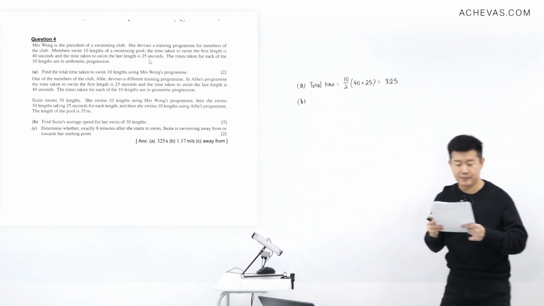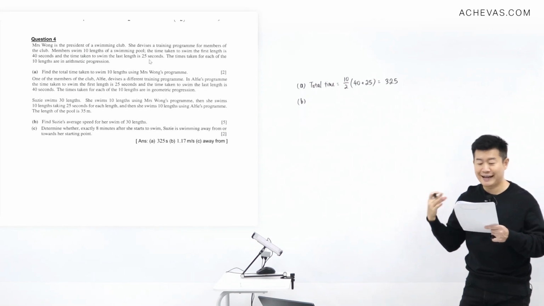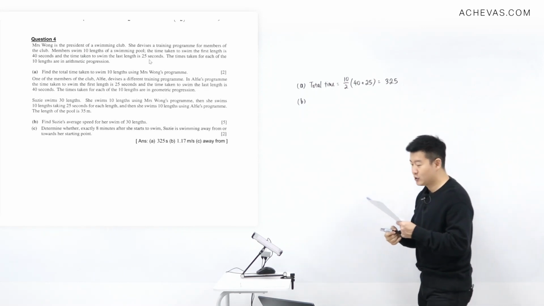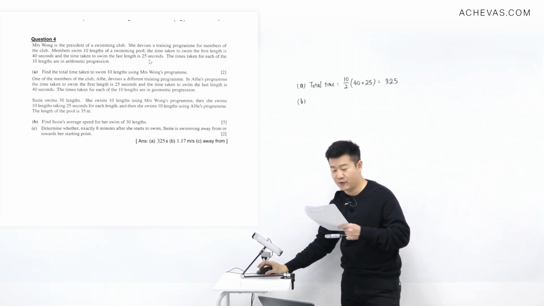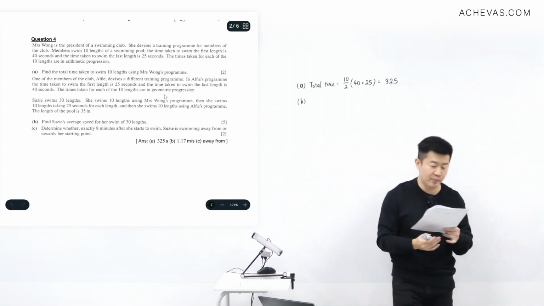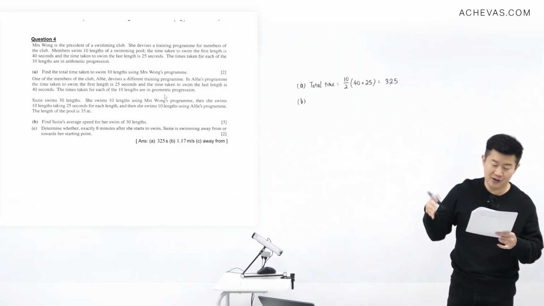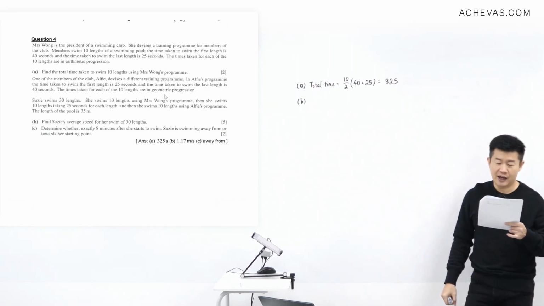Then let's take a look at part B. For part B, one of the members of the club, Alfie, devised another training program. This other training program has times for 10 lengths, and it is now a GP, geometric progression. The first term of the GP is 25, and the last term of the GP is equal to 40.